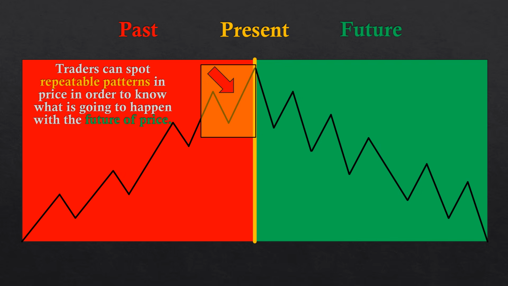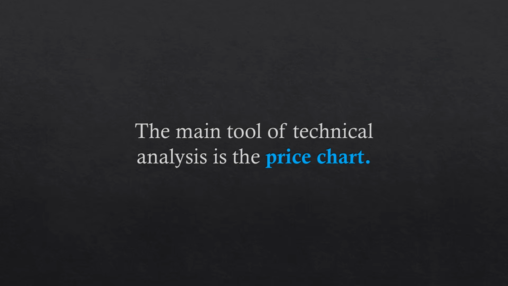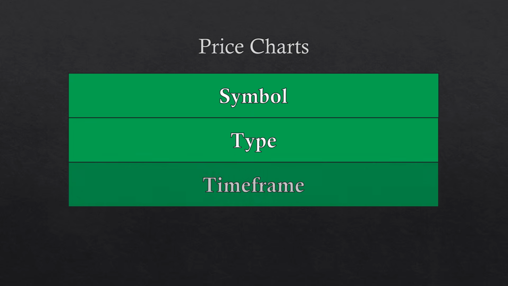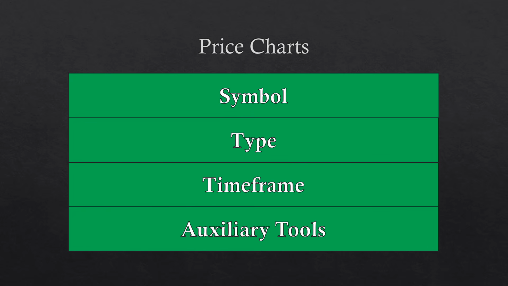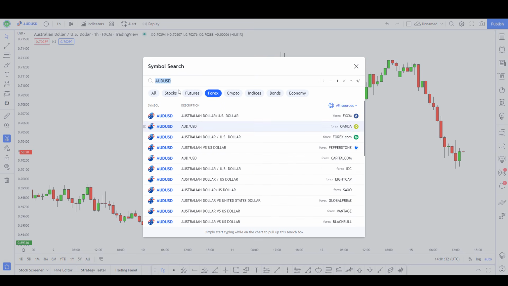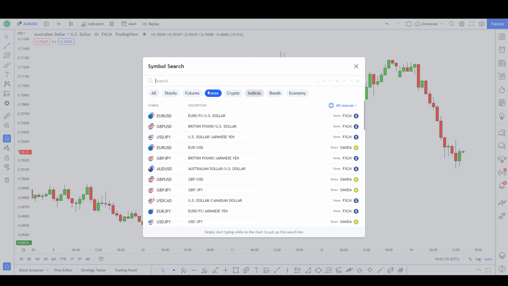The main tool of technical analysis is the price chart, so let's quickly explore the main features of the price chart. As a beginner, you must know 4 elements of price charts: the symbol or instrument, the type, the time frame, and the auxiliary tools you can add to the price chart to enhance your analysis. The symbol, also known as the instrument, is the market that you want to trade. For example, in TradingView, you can choose between stocks, futures, forex, crypto, and so on. These are the different types of symbols.